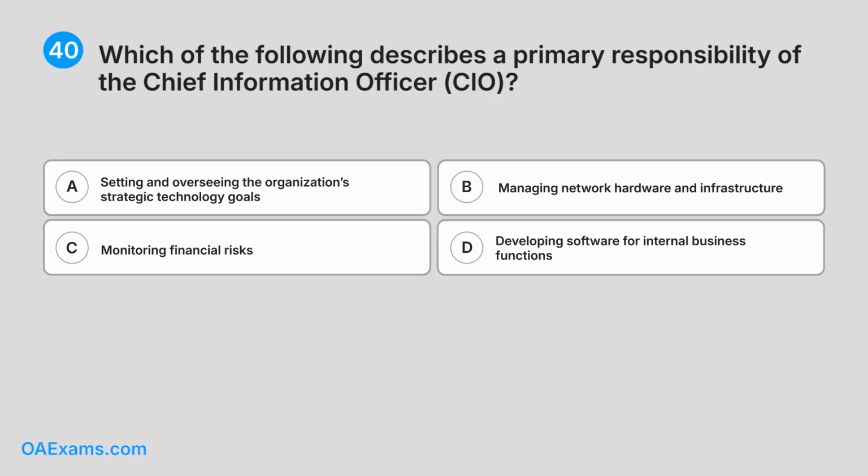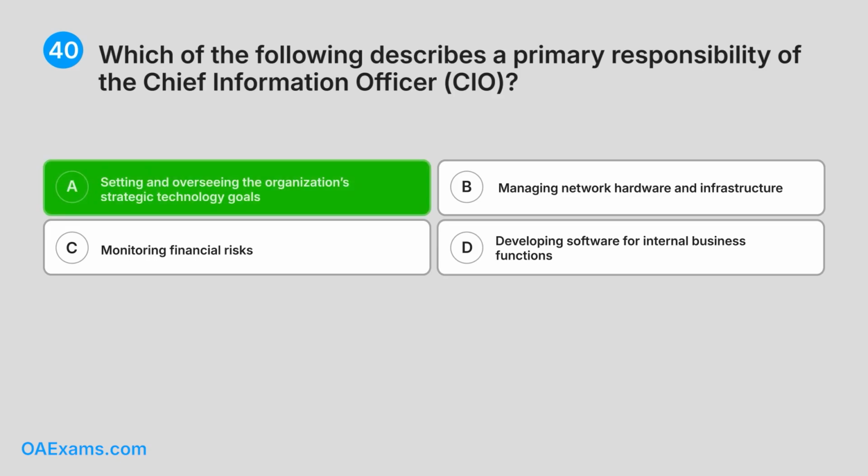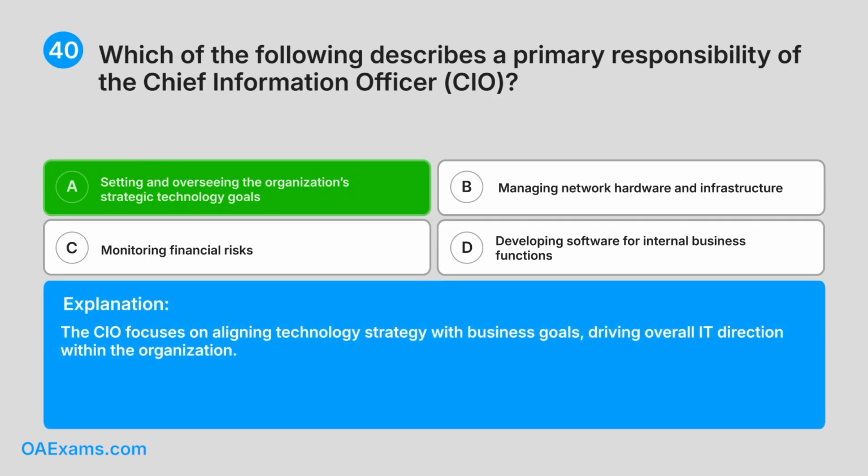Correct answer: A. Setting and overseeing the organization's strategic technology goals. Explanation: The CIO focuses on aligning technology strategy with business goals, driving overall IT direction within the organization.